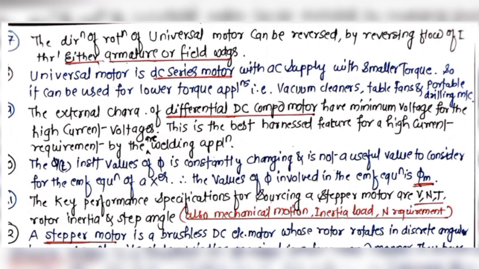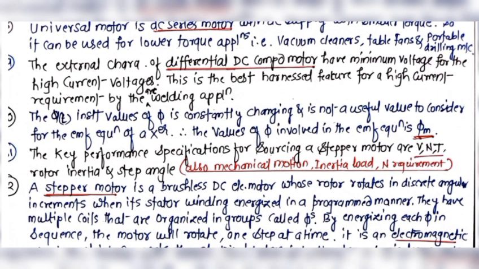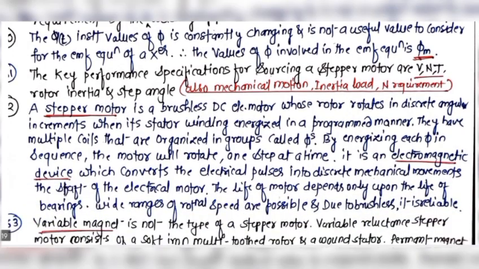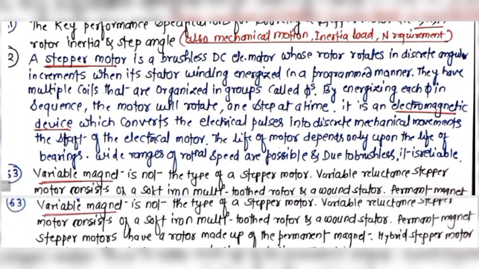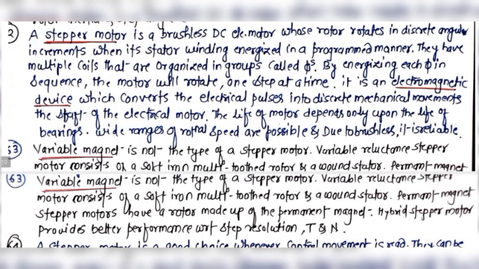The key performance specifications for sourcing a stepper motor are voltage, speed and torque, rotor inertia and step angles, also mechanical motion, inertia load and speed requirement. A stepper motor is a brushless DC electric motor whose rotor rotates in discrete angular increments when its stator windings are energized in a programmed manner.